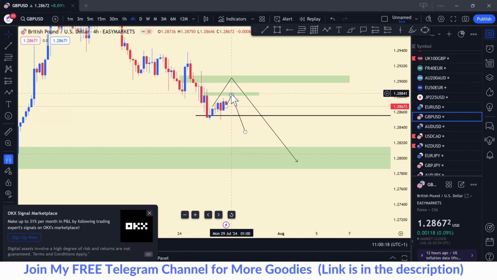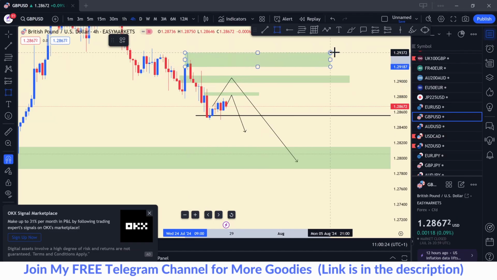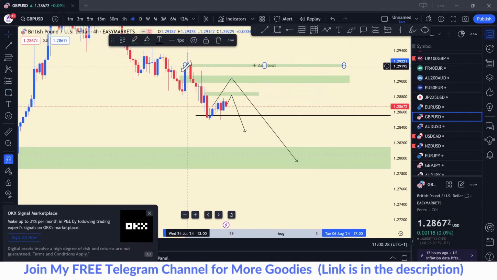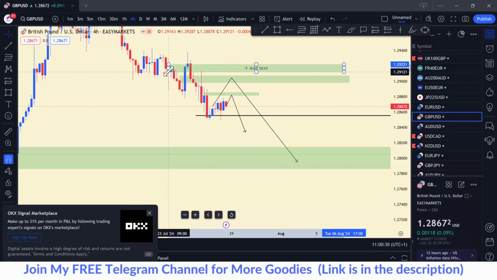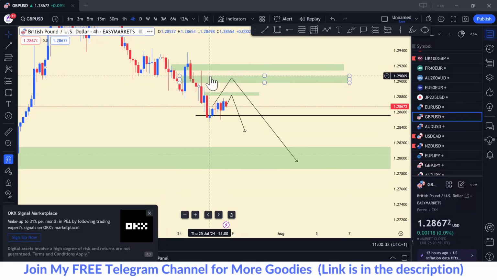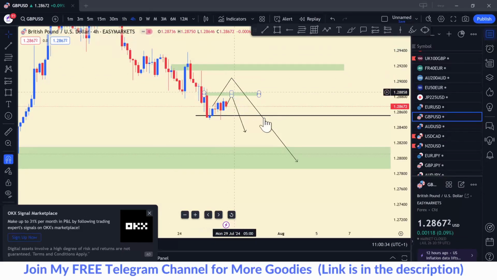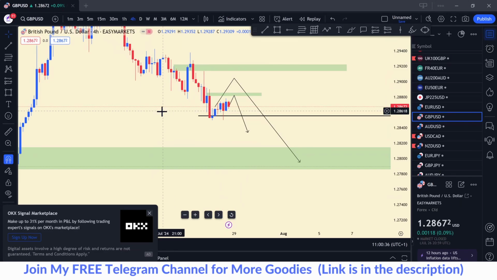I will try to react from here. If I get stopped out, I'll refine this daily zone to this area here, or I include this Quasimodo. Okay, this is just a rough sketch of how I look at the market with my strategy. So the same thing with yours.